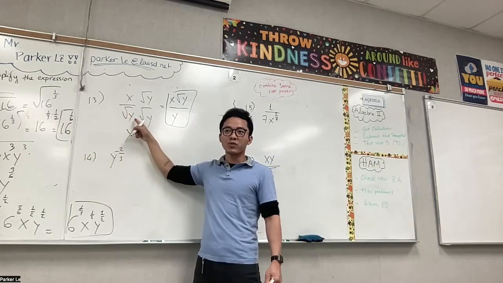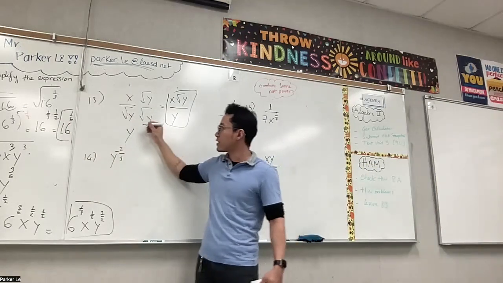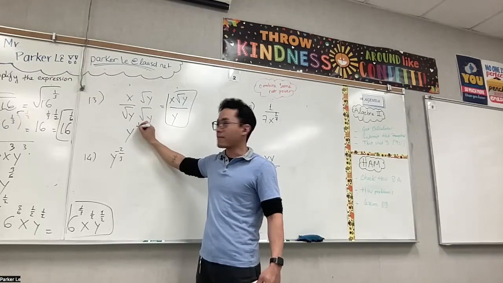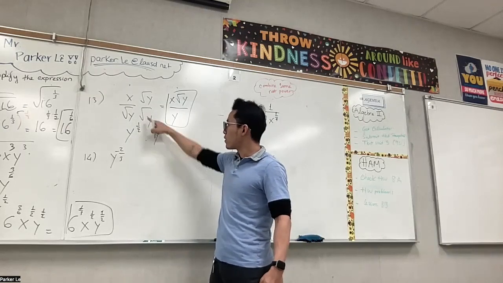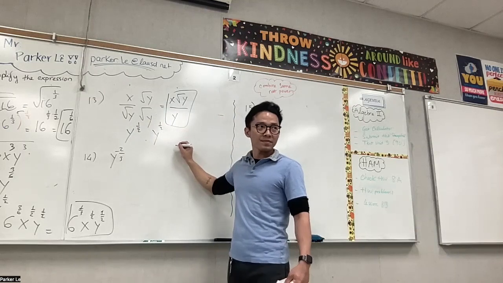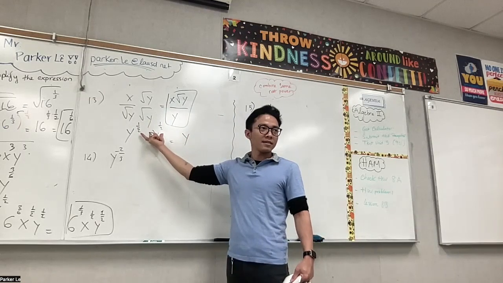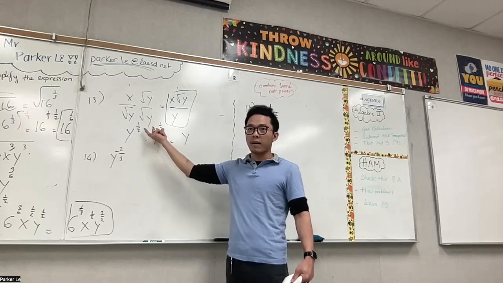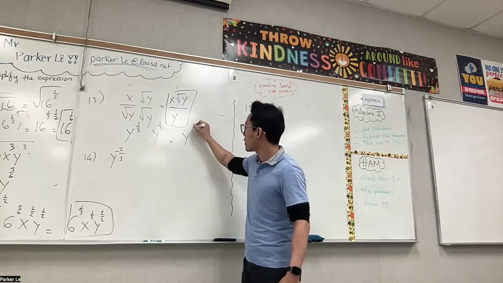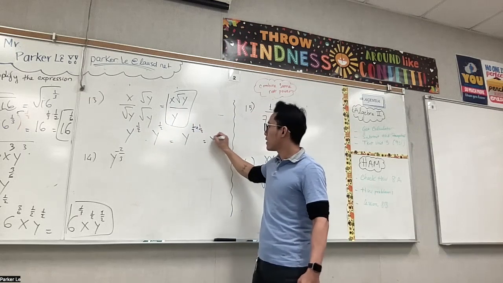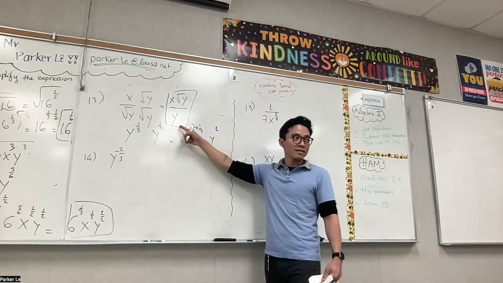What is y where square root mean? Can you change it to a fraction? 1/2, right? And what is y square root? Another 1/2, right? So what did you do to the power? When you see this, what do you do to the power? Add them, right? So what is 1/2 plus 1/2? That's why the square root is gone.